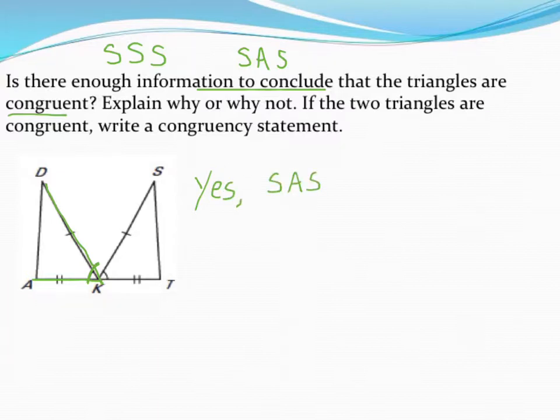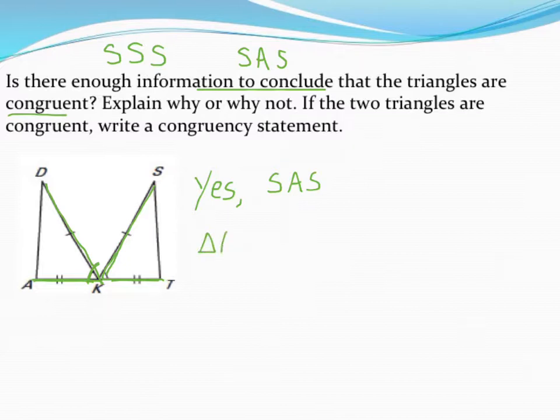And you may want to write out why you know that. I know that AK is congruent to KT, and I know that DK is congruent to SK, and then I know that angle KD is congruent to angle TKS, those included angles. So you may want to be more specific and write that out. Otherwise, we're going to say yes, it is because of side, angle, side.